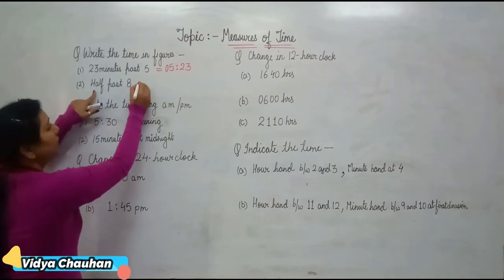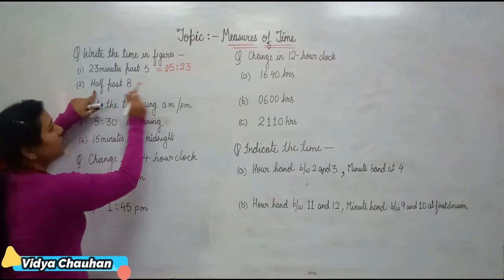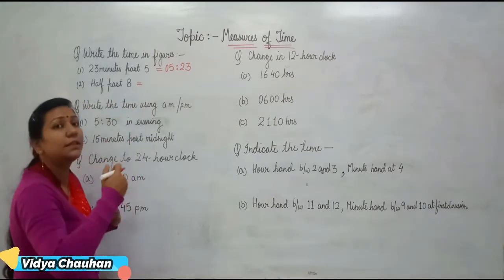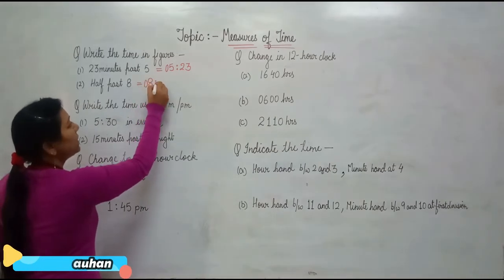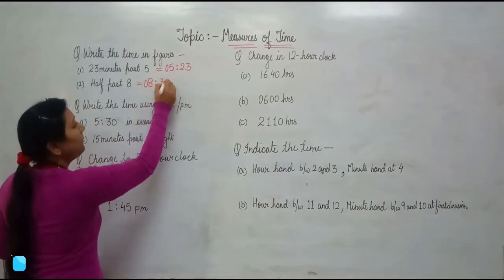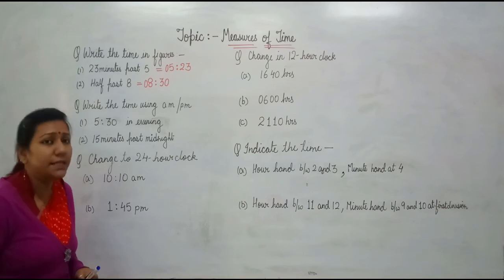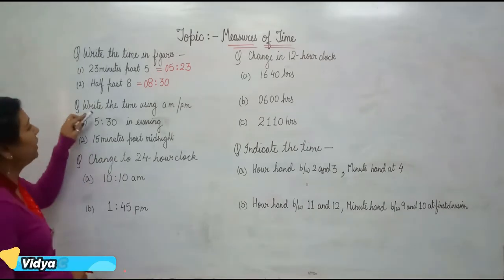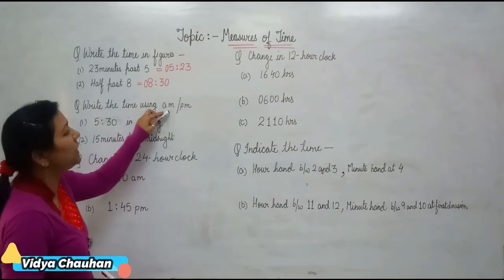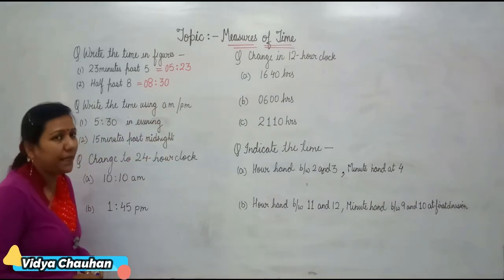The second one, half past 8. Half past means 30 minutes past. So your time will be 08 in hours and 30 minutes. So your time is 8:30. Clear students? Coming to the second question, in which you have to write the time using AM or PM.